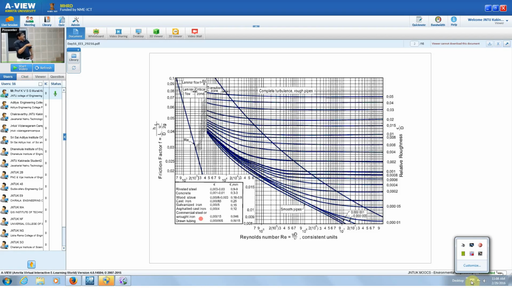When it is laminar flow, friction factor is inversely proportional to Reynolds number. f is equal to 64 by Re. So as Reynolds number increases, friction factor decreases.